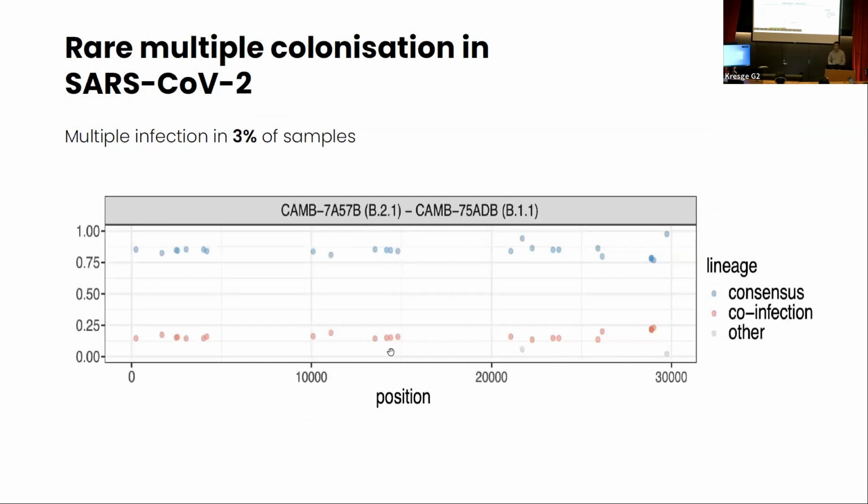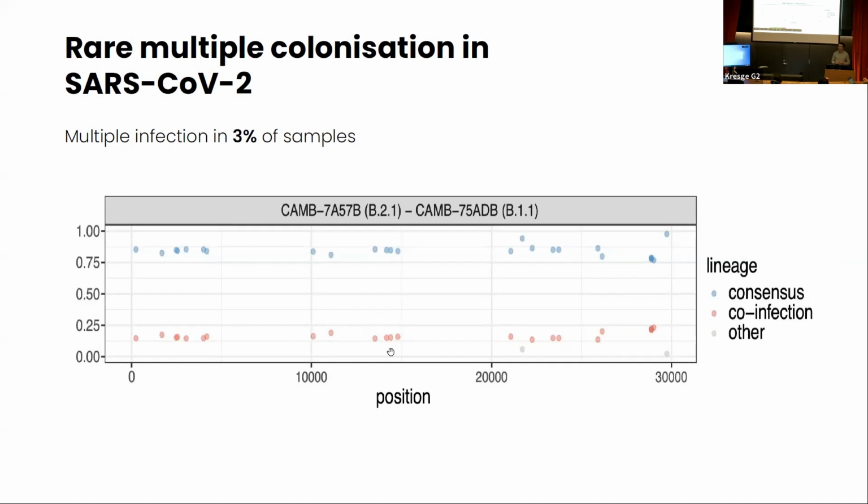So we also looked at multiple colonization in SARS-CoV-2. This was early on in the pandemic, so prevalence within the country was quite low. And obviously, the overall prevalence of the bug has a big implication on whether or not you're going to see multiple carriage. But despite this, we still found evidence of multiple carriage in around 3% of our samples.